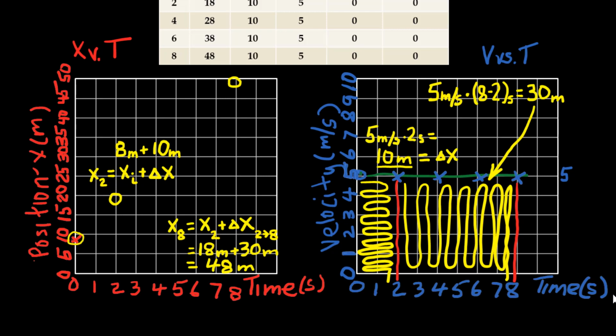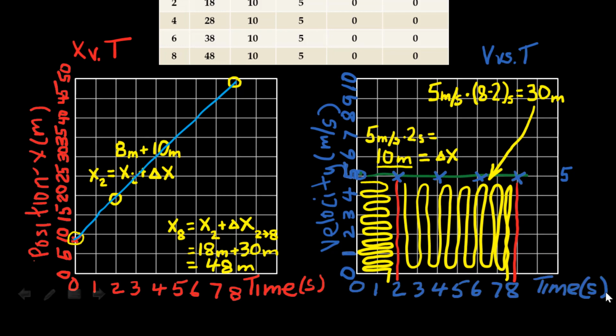Now let's go ahead and fit a best fit line through that. And there we go. So we've produced a position versus time graph from a velocity versus time graph, knowing the velocity. And the one other piece of information we needed was the initial position.